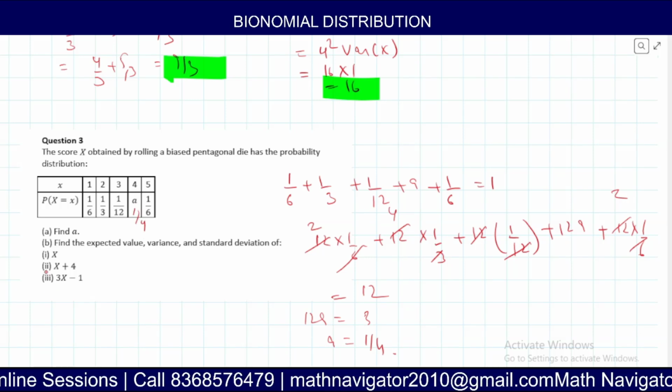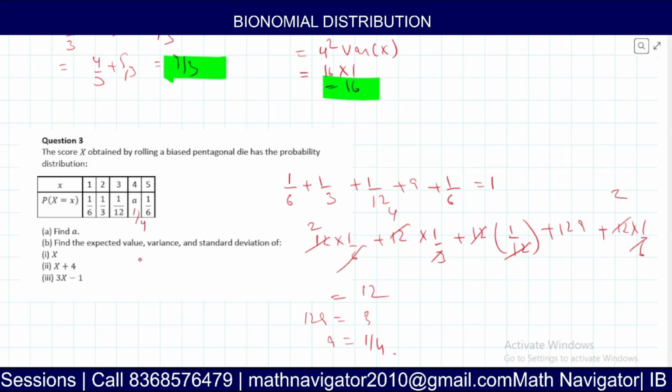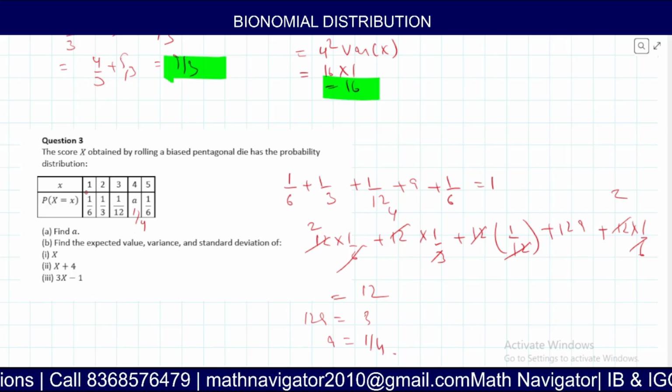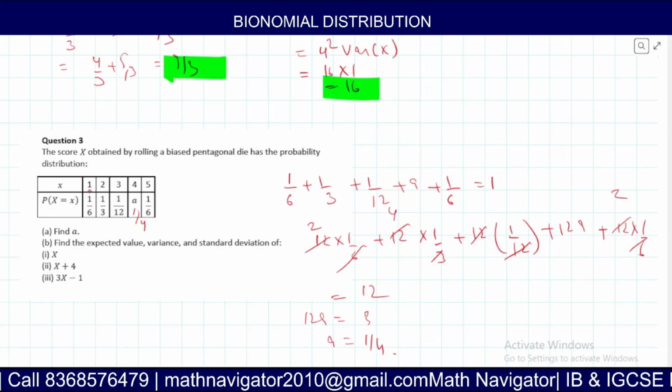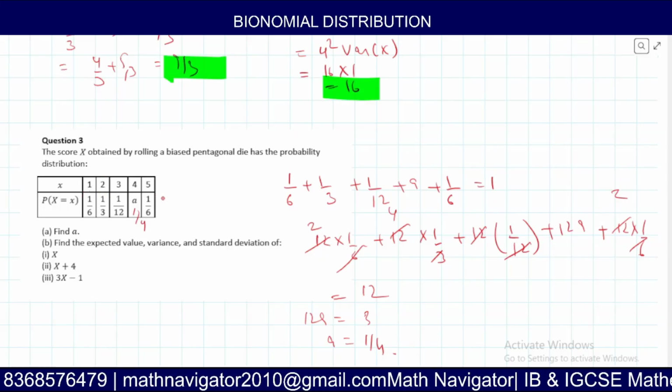Let's put it 1 over. Find the expected value, variance and standard deviation. Again, you can use the same thing as we have done previously.